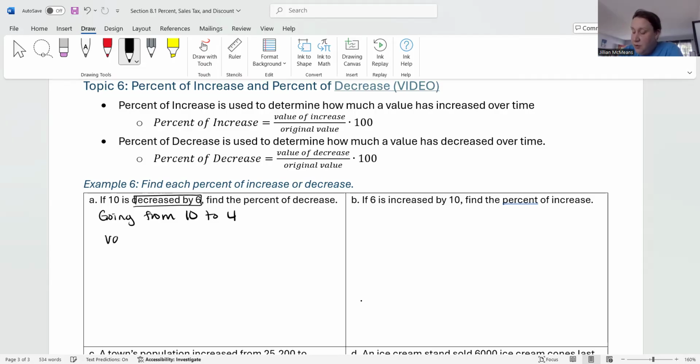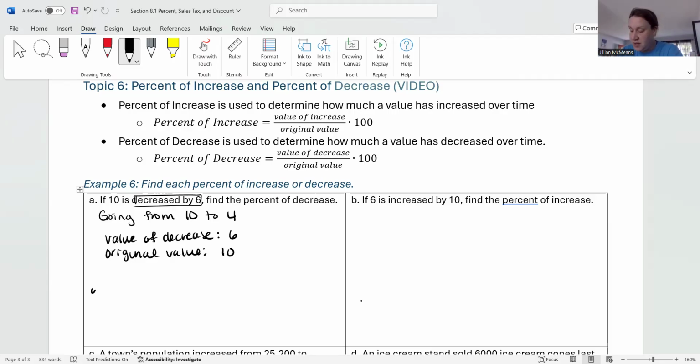Well, we need the value of the decrease, and we need the original value. Well, the value of the decrease is 6. We're decreasing 10 by 6, so 6. And the original value is 10. We're starting with 10. We're going to decrease it by 6 to get 4. What is this percentage?